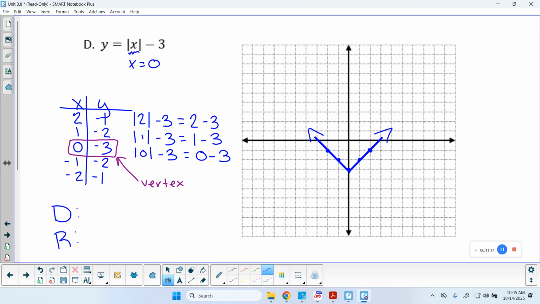So for our domain, just like on all the others, it is going to be all real numbers. For the range, because the graph is opening up, we're using all those positive y values. It has to be y is greater than or equal to the y of our vertex, which is at (0, -3), so the y value is -3.